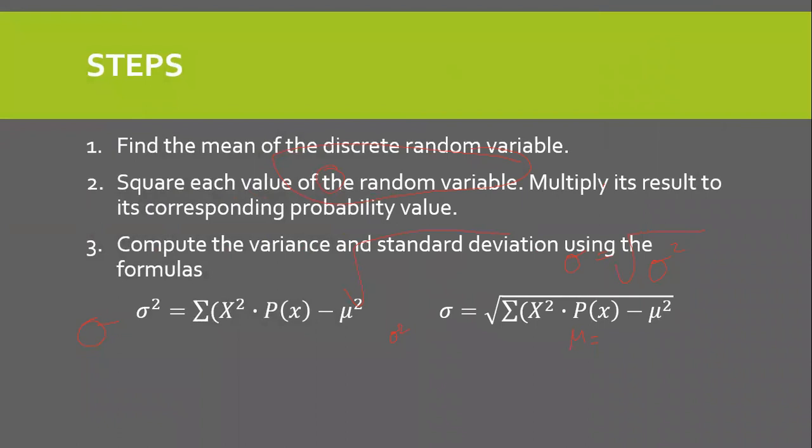So here are the steps in computing variance and standard deviation. First step, you must find the mean of the discrete random variable. Good thing we already finished that video, and you can review it if you forgot. For number 2, square each value of the random variable and then multiply the result to its corresponding probability value. Lastly, compute the variance and standard deviation using the formulas below. Voila!